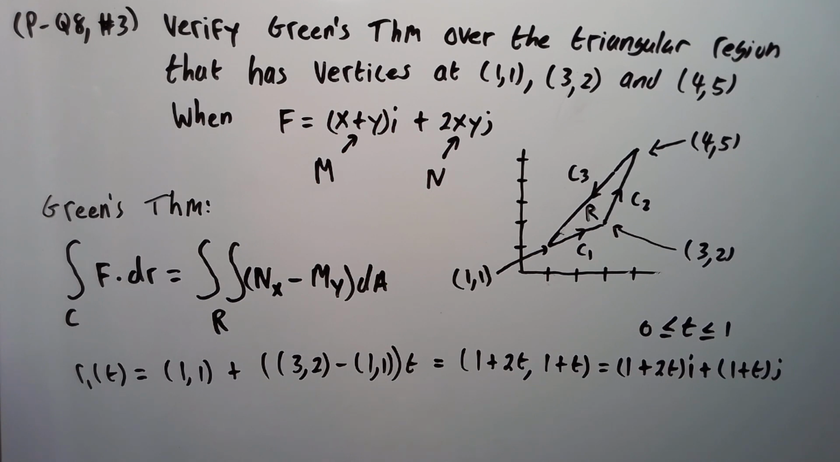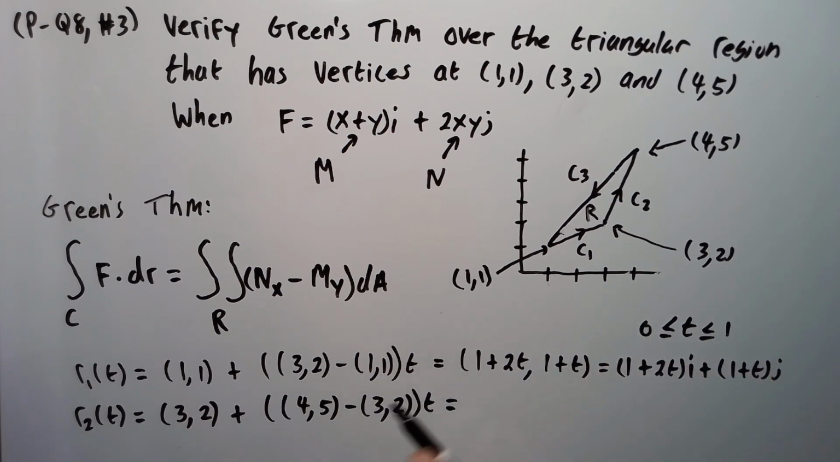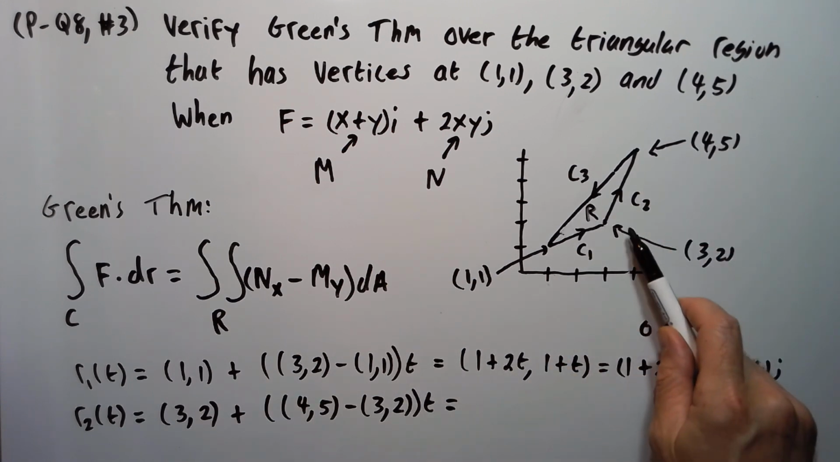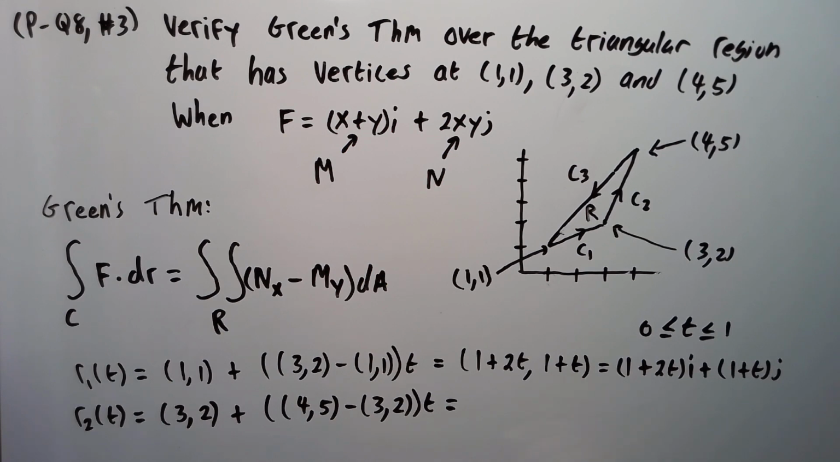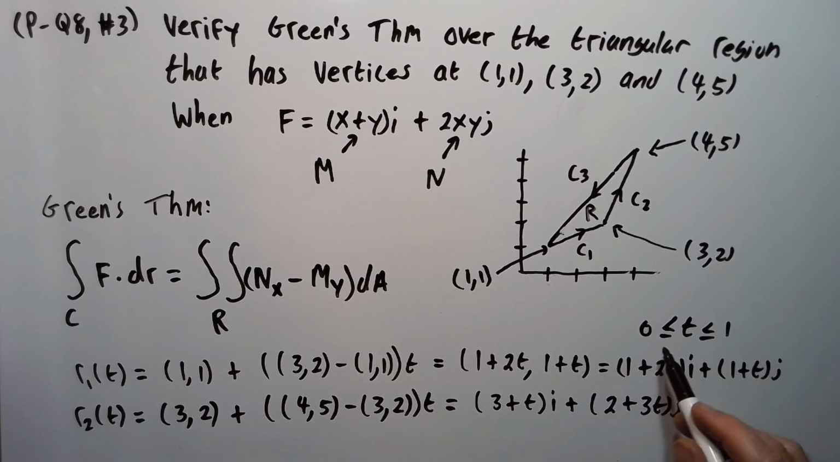Okay, let's parameterize C2 next. Let r2 be the parameterization of C2. There's going to be our start point, which is (3,2), plus our end point, (4,5), minus our start point, (3,2), times t. If you work this out, you'll get (3 plus t) i direction plus (2 plus 3t) j direction. And again, t goes from 0 to 1 in this. Now let's parameterize C3, let's call it r3.